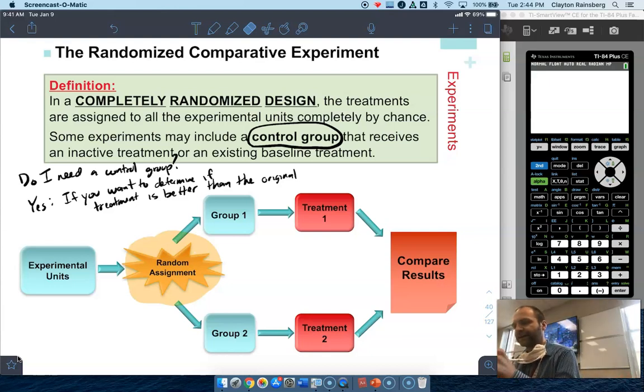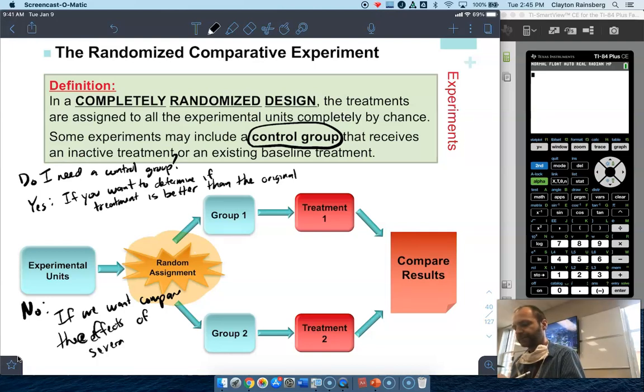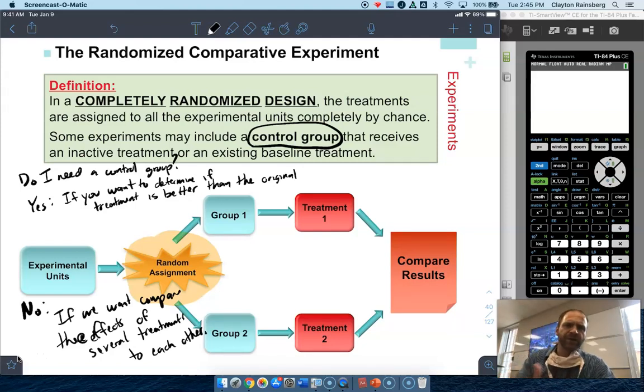Well, when do I not need a control group? That's if we want to compare the effects of several treatments to each other. So which works best? Treatment A, treatment B, treatment C. Well, I want to compare them with each other. So then I'm not going to need a control group for that, because I want to know which one is better of those three. Which one gives the best responses, either A, B, or C. So no control groups needed for that one.